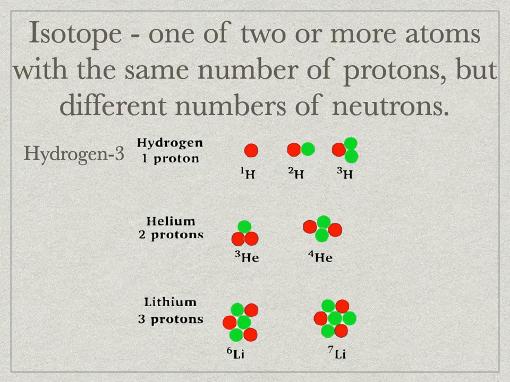Here we have two isotopes of helium. The first one has the same mass as one of the hydrogen isotopes, the difference being the hydrogen is 1 proton and 2 neutrons. The helium-3 is 2 protons and 1 neutron.